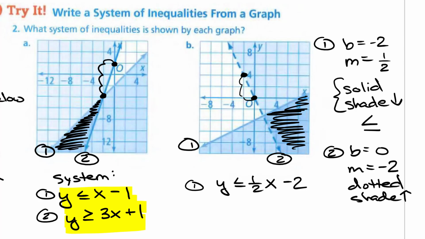These two last facts tell me it's dotted, shade above. So shade above, greater than, and dotted, there's no or equal to. And so the answer for my second inequality will be y is greater than, my slope is negative 2x, and then my b is just, well, plus 0. And so the final answer would be these two inequalities.